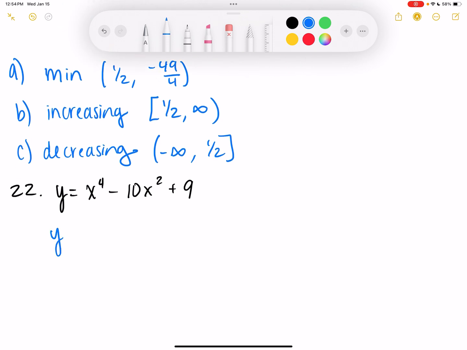All right. First derivative: 4x cubed minus 20x. Yay. Second derivative: 12x squared minus 20. Yes.